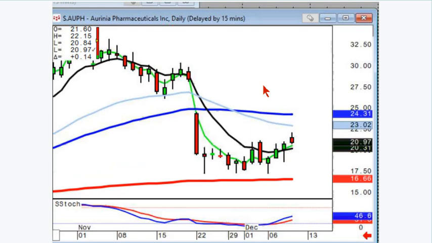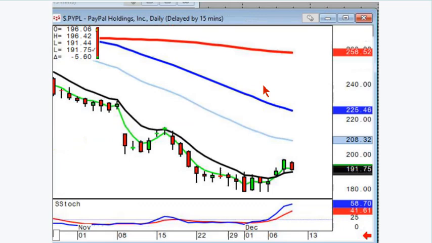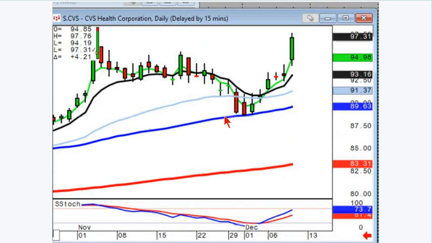AUPH, another one that has to open positive to stay long, otherwise it's going sideways. PayPal has to open positive to stay long. CVS we did. Just stay long, look for a 45 degree.